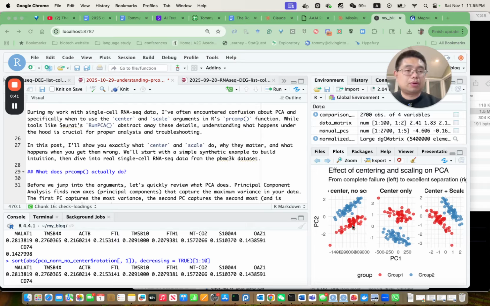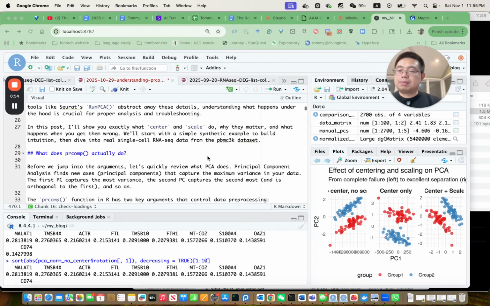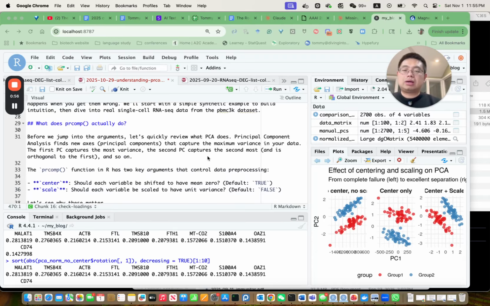So first, we will start with a dummy example to build some intuition. Then we will dive into a real PBMC 3K single-cell RNA sequencing data set. But before we jump into the arguments, let's quickly review what PCA does.